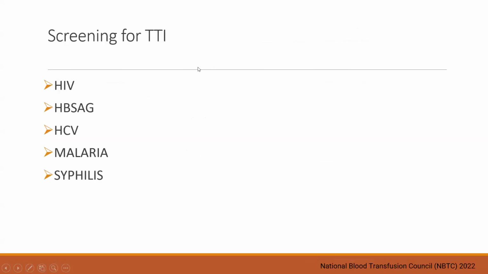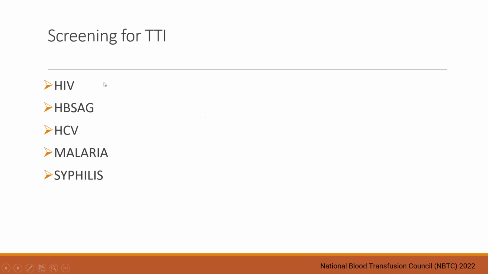Now coming to the screening for transfusion transmissible infections. These are the different infections we screen for after collecting the blood: HIV, HBsAg, hepatitis C virus, malaria, and syphilis. Will you check for this after you collect the blood or before you collect the blood? Sir, this is after collection.